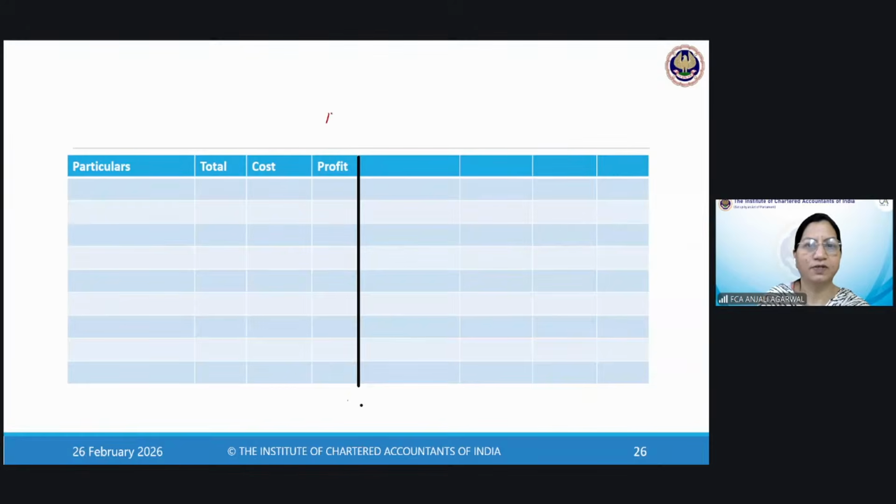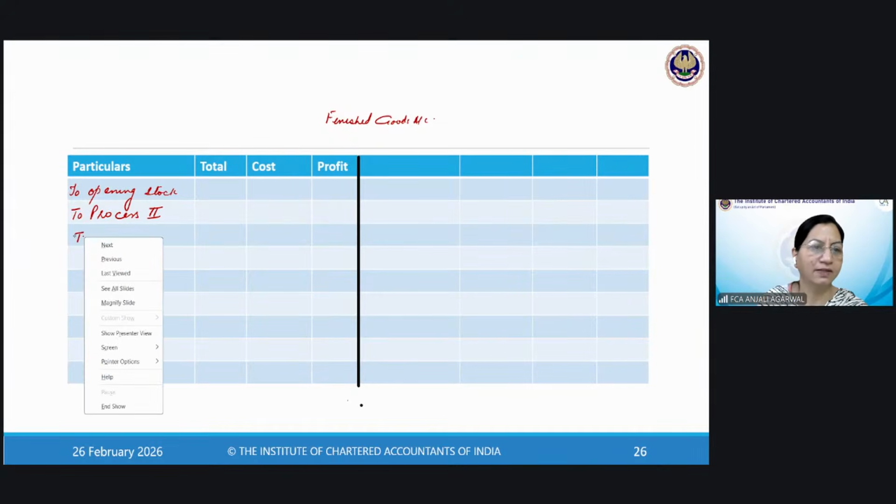Then you will have the finished goods account, or finished stock account. It also has opening stock. Then something is coming from process 2. No material, no labor, no overheads, nothing.